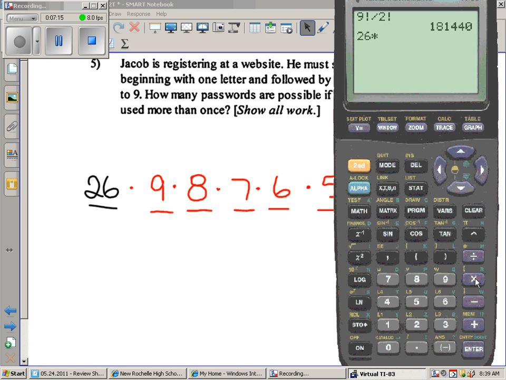26 times 7 times 8 times 7 times 6 times 5. 39, 39, 31, 20.